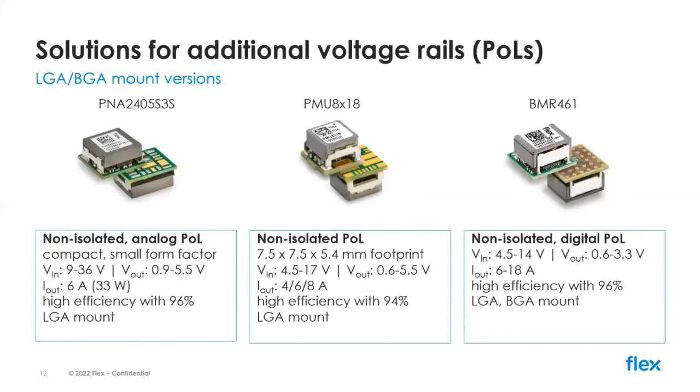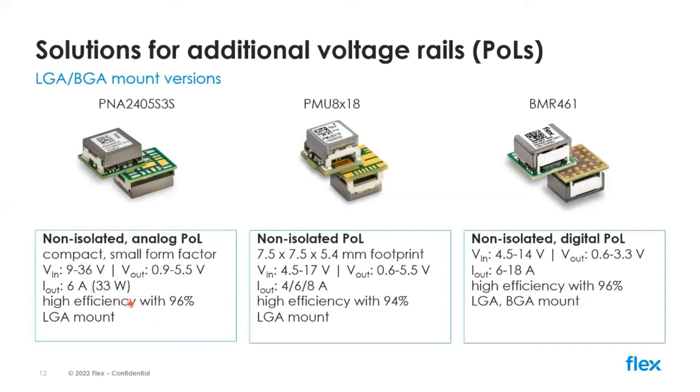Taking a look then at the non-isolated voltage point of load voltage rails, a couple of different solutions here might be of interest. First is the PNA family, which is a relatively new device for us. It has a very interesting input voltage range of 9 to 36 volts, quite unusual in the non-isolated point of load rails. The output voltage is programmable from 0.9 to 5.5, and it delivers an output of up to 6 amps or 33 watts.